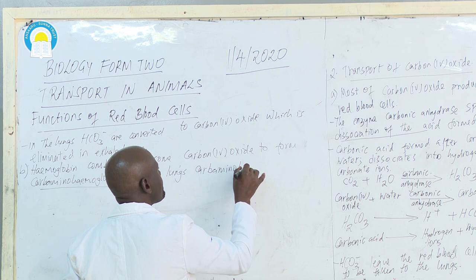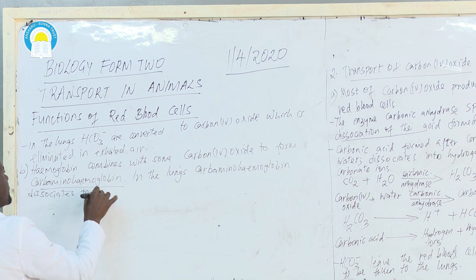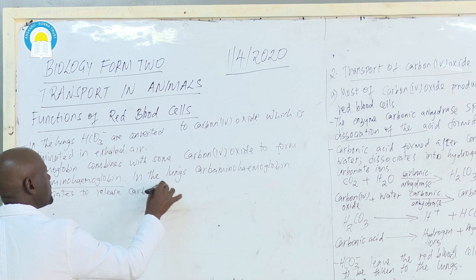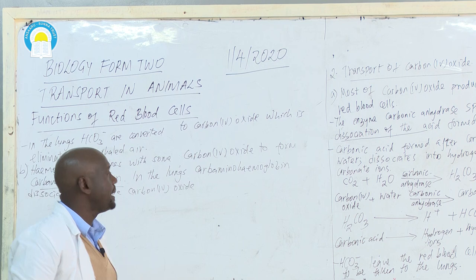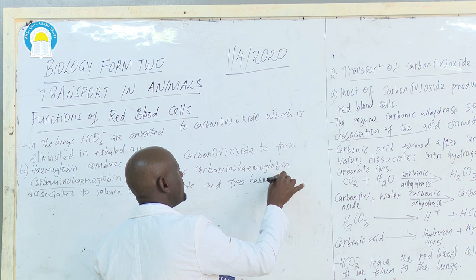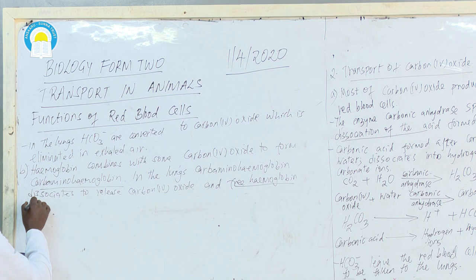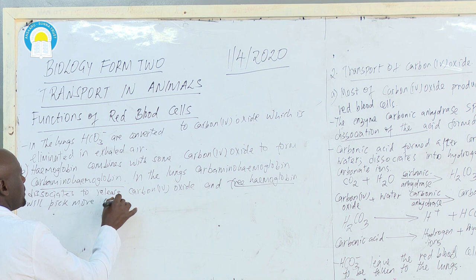So in the lungs, carbamino hemoglobin dissociates to release carbon dioxide, which is removed in exhaled air, just like above there, and free hemoglobin. And free hemoglobin, which has come from the carbamino hemoglobin, will pick more oxygen from the lungs.